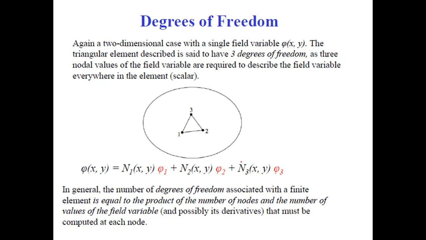Now what is the degree of freedom? Degree of freedom is nothing but the field variable for a single point, right? To calculate the degree of freedom of that particular object, the formula is the number of nodes multiplied by the number of values of the field variable, or simply, the number of nodes in that object multiplied by the degree of freedom of a particular node, right?